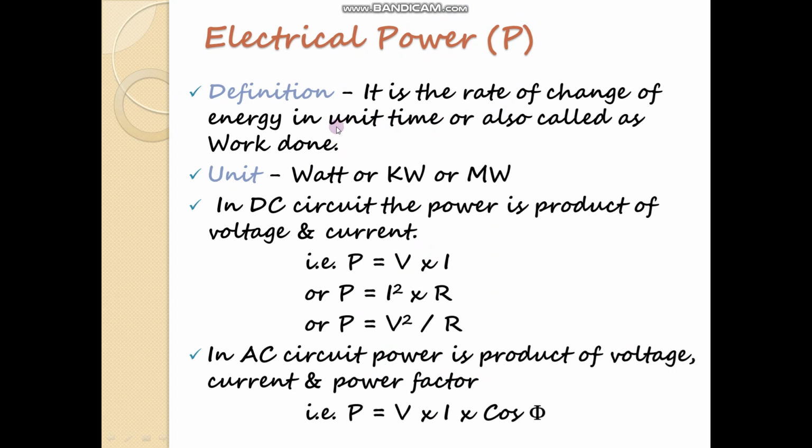What is electric power? It is the rate of change of energy, or simply we can say it as the work done. Its unit is watt, kilowatt or megawatt. For DC circuit, the power is the simple product of voltage and current, but for AC circuit, the power is the product of voltage, current and power factor. Power factor means the cosine angle between this voltage and current.